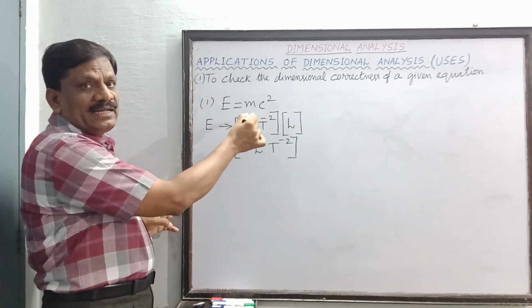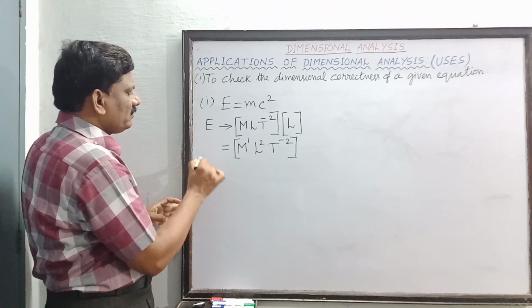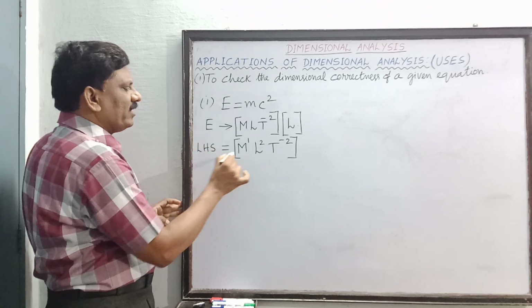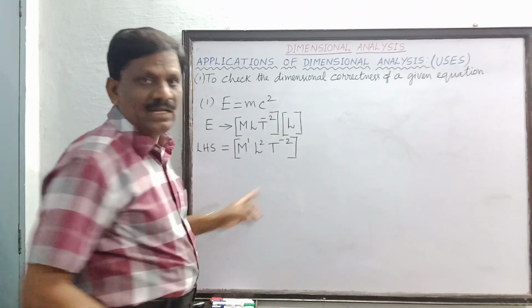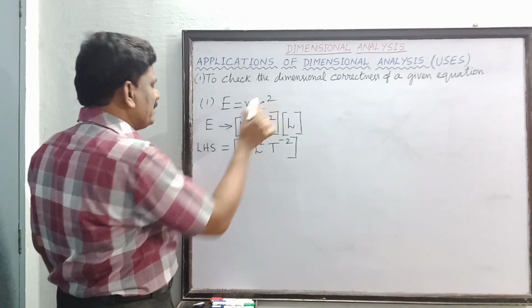Now the right hand side is what? On the left hand side the dimension is equal to m power 1 l square t power minus 2. Now the right hand side is mass into velocity square.